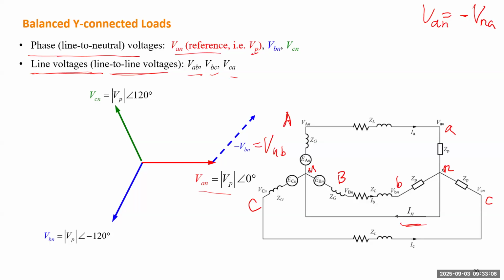So next, if we want to know what VAB is, VAB will be equal to how much A is higher than N plus how much N is higher than B, right? This is Kirchhoff's voltage law, and N is something in the middle. So how much A is higher than N and how much N is higher than B, then we will know how much A is higher than B.